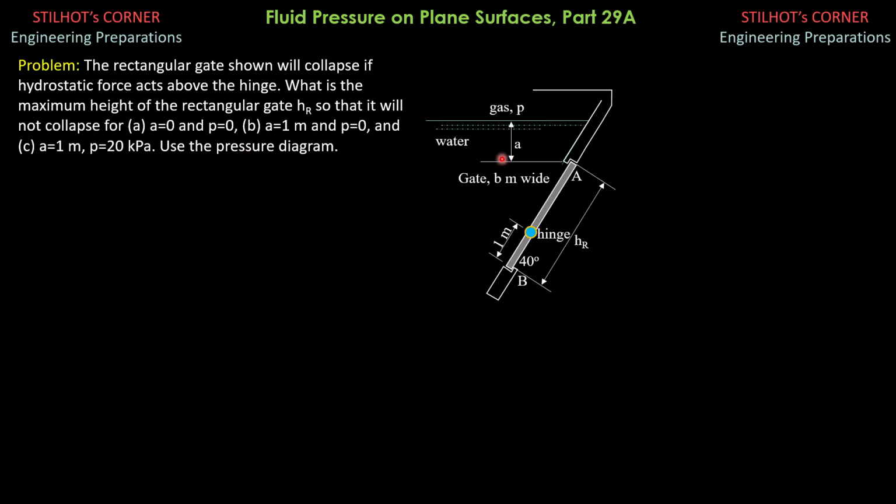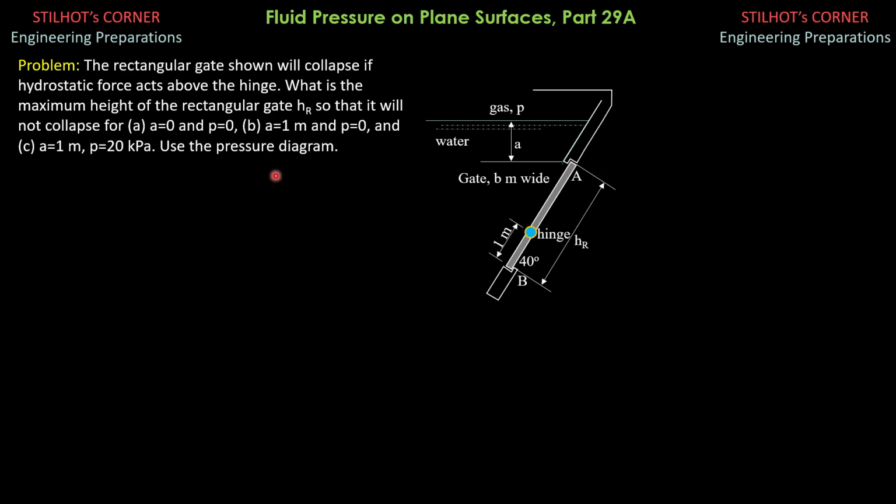So this is A, that's the gas pressure. Then for part B, A is 1 meter and the pressure is still 0. And for part C, A is 1 meter and the pressure is 20 kilopascals. The original problem is in problem 29, this is 29A. So I'll present another solution using the pressure diagram.